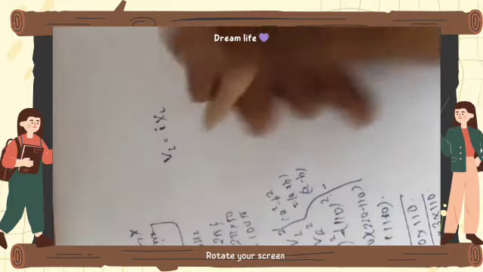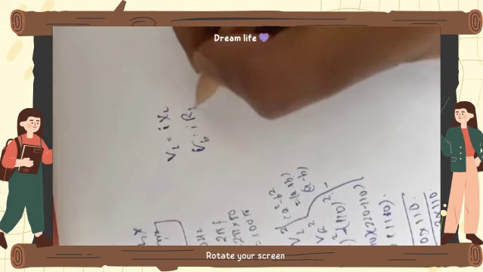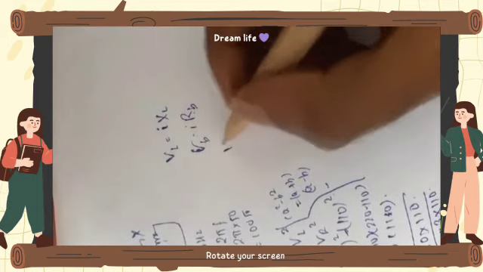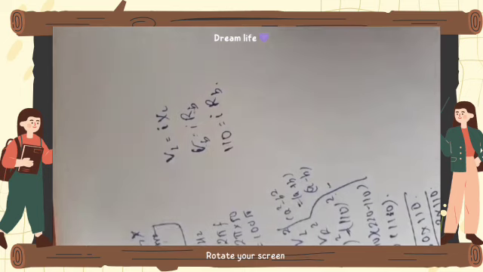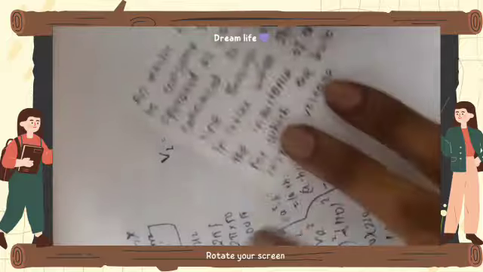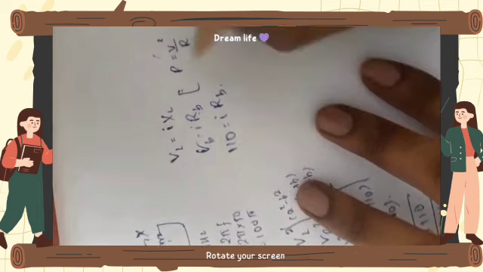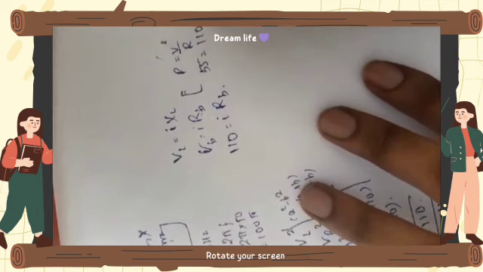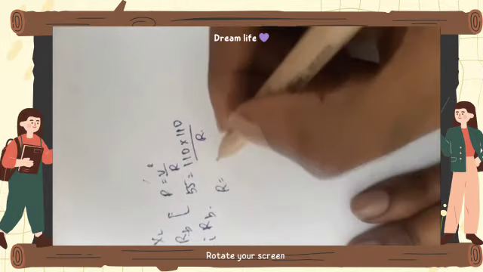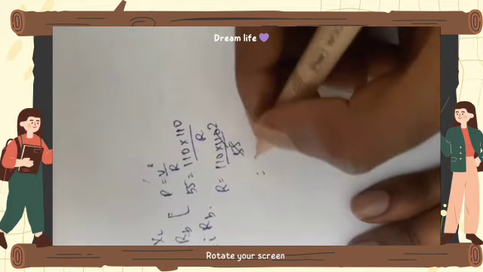So we know that V is equal to IR, where R is the resistance of the bulb and V is the voltage of the bulb. The voltage of the bulb is given as 110, and the resistance of the bulb we have to find. In the question it is given that power is equal to 55 watts. So we know that power is equal to V square by R. So 55 is equal to 110 into 110 by R. So R will be equal to 110 into 110 by 55. So R is 220.